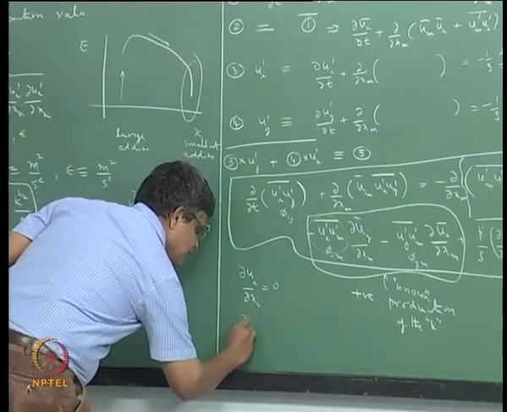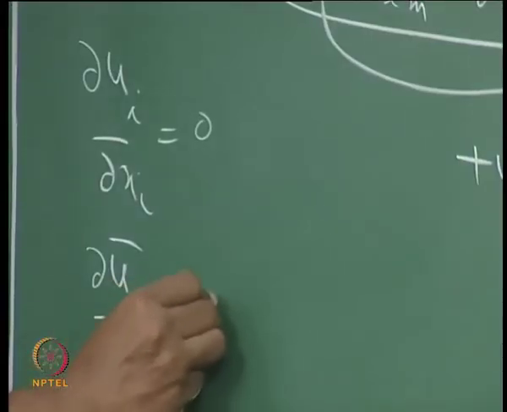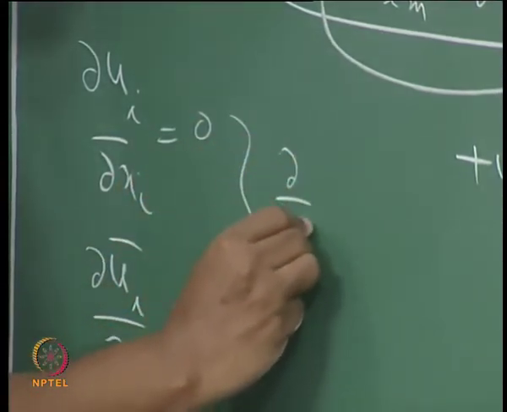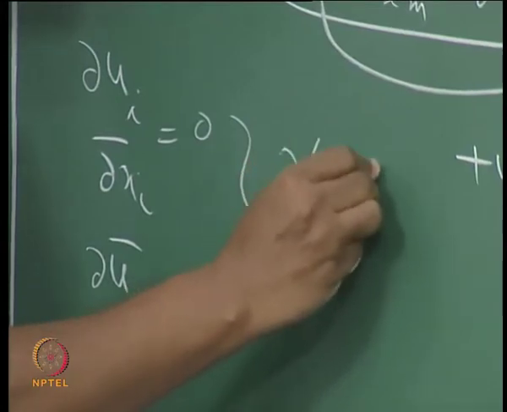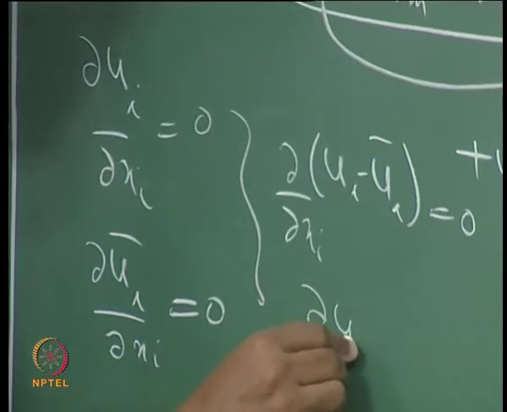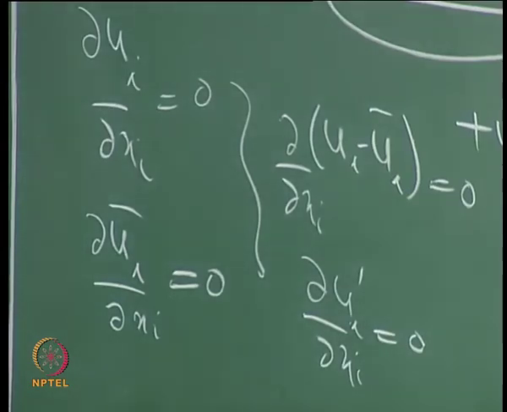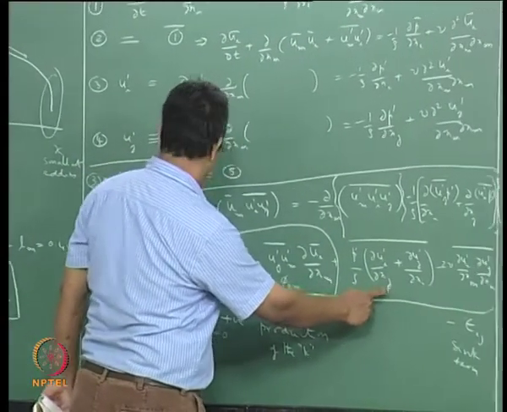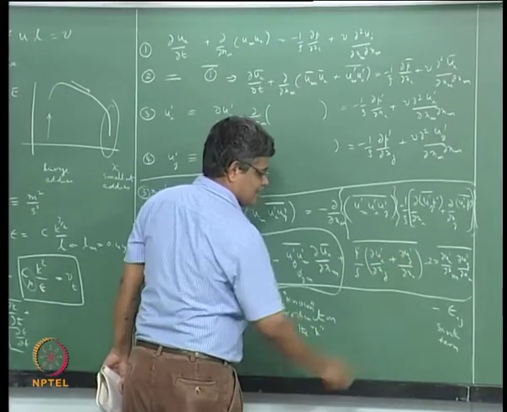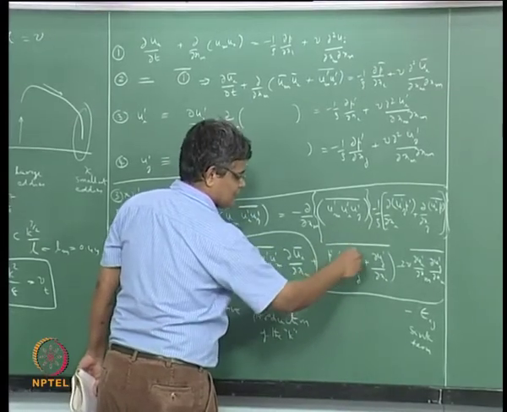The time average form of the continuity equation is ∂ū_i/∂x_i = 0. So if you subtract this from this, you get ∂/∂x_i of (u_i − ū_i) = 0, and this is nothing but ∂u_i'/∂x_i = 0. That means that when you put i equal to j here in order to get the normal stresses, this term is identically 0, so this won't come into the picture. That's why we want to decompose this into this form.